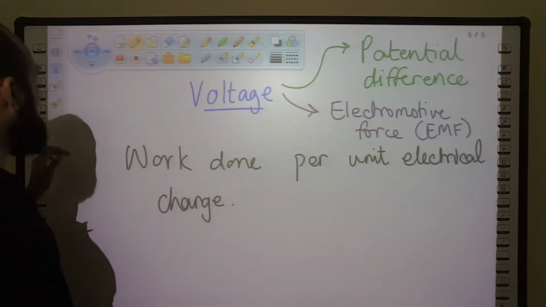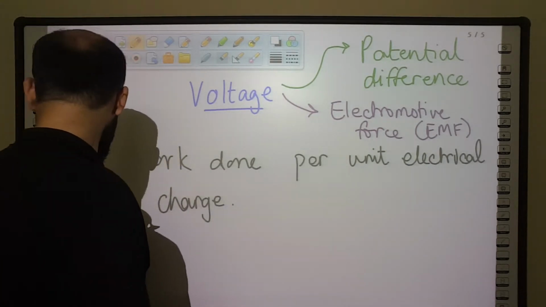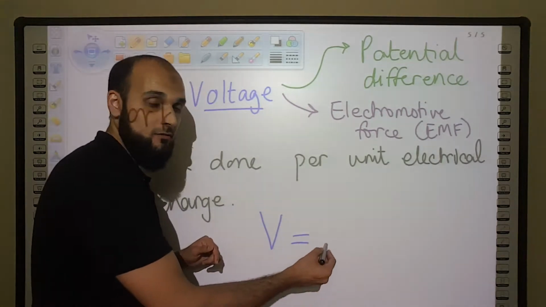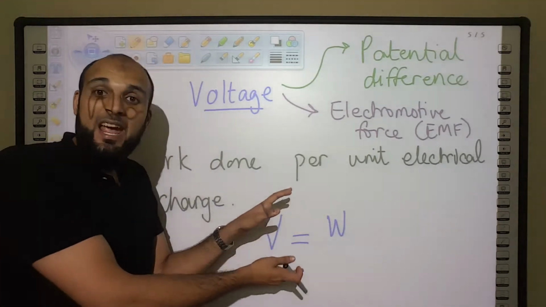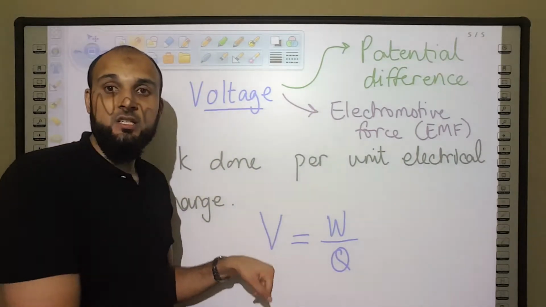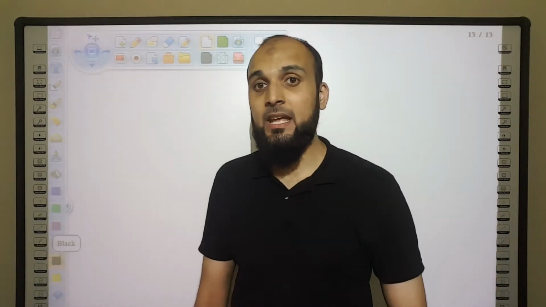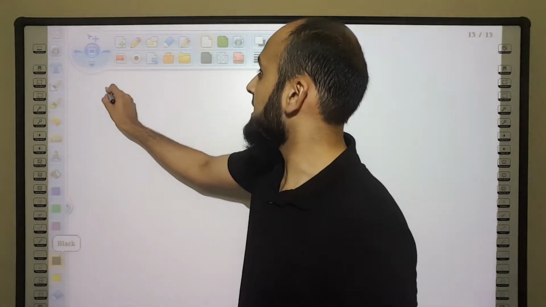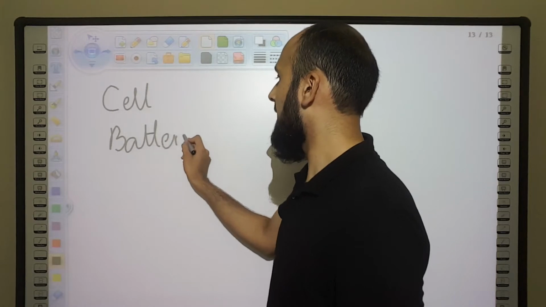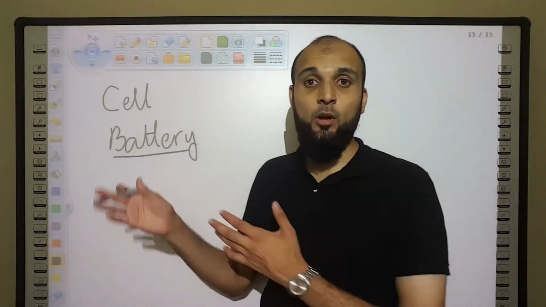So the formula to determine voltage remains the same. Voltage, in volts, is equal to work done, which is the energy that's transferred in joules, per unit of charge, and charges are measured in coulombs. So the only two sources of electrical energy when it comes to DC or direct current circuits is either the cell or the battery, and a battery is simply a collection of cells that are connected and working together, right? So how does a cell even work?